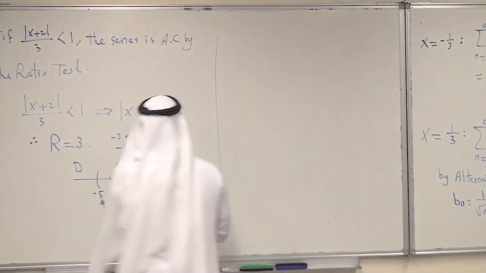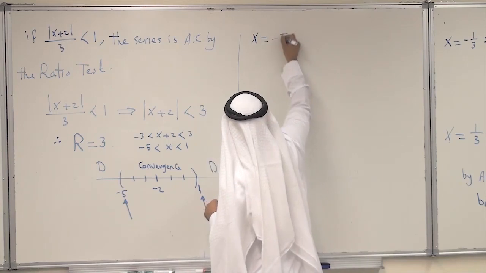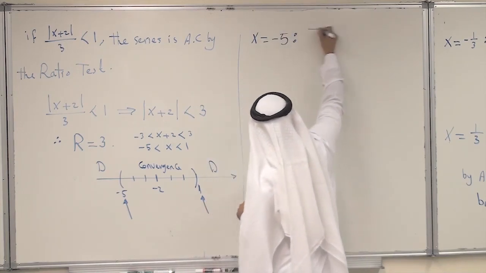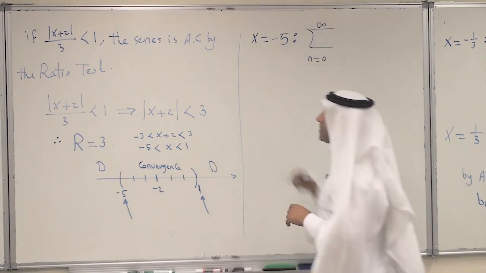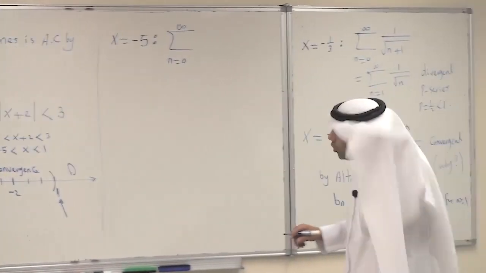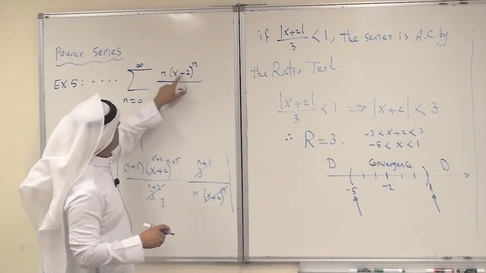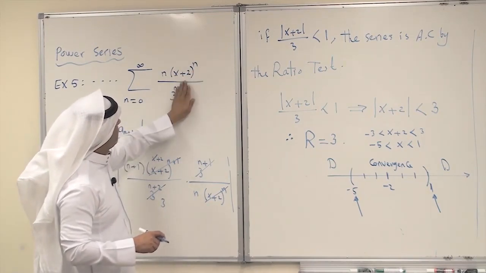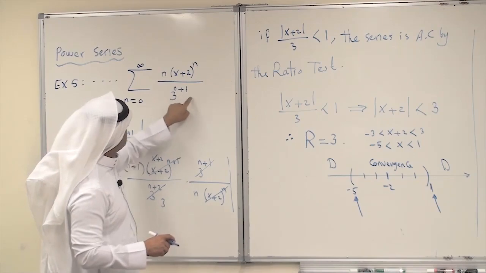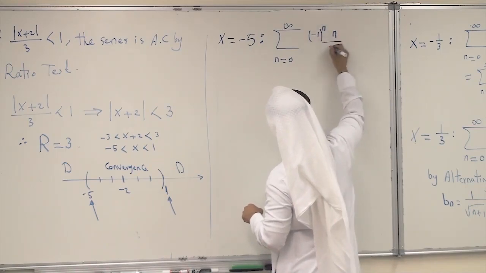That is the case where we have x equal to minus 5. If x equal to minus 5, what will happen here? If x equal to minus 5, we have the following series, n equal to 0 up to infinity. Okay, let's go back to the series and substitute x equal to minus 5. We have here minus 5 plus 2. Minus 5 plus 2 is minus 3. Minus 3 to the power n over 3 to the n. Forget about the plus 1 here. This is 3 to the n times 3. So what do we have? We have minus 1 to the n times n divided by 3.